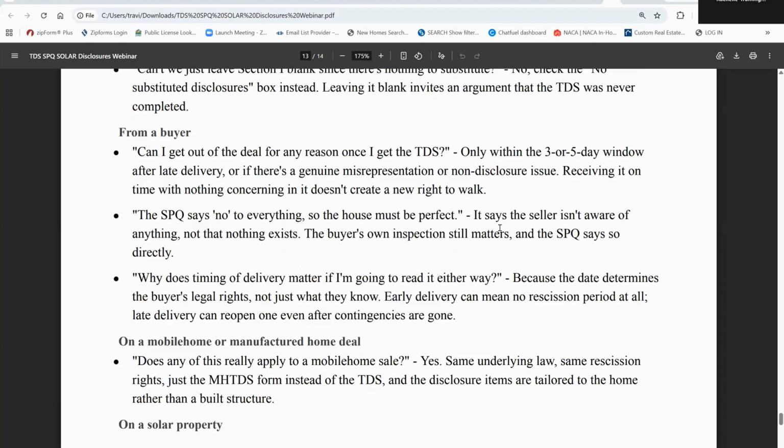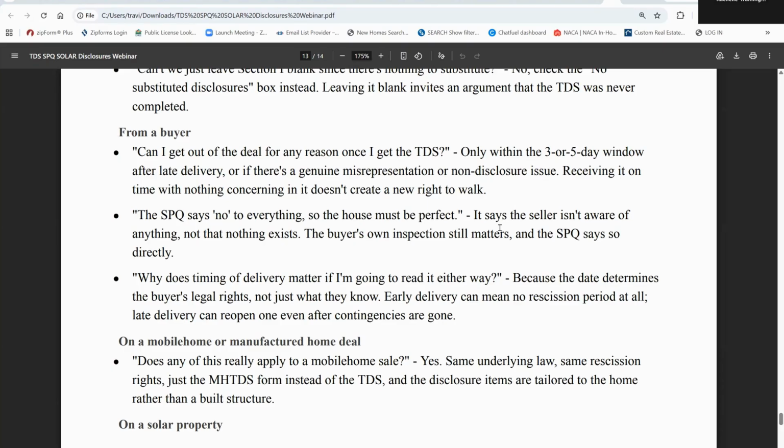From the buyer side, can I get out of the deal for any reason once I get the TDS? Only within the 3 or 5 day window after late delivery, or if there's a genuine misrepresentation or non-disclosure issue. Receiving it on time with nothing concerning in it doesn't create a new right to walk. The SPQ says no to everything, so the house must be perfect? It says the seller isn't aware of anything, not that nothing exists. The buyer's own inspection still matters, and the SPQ says so directly.